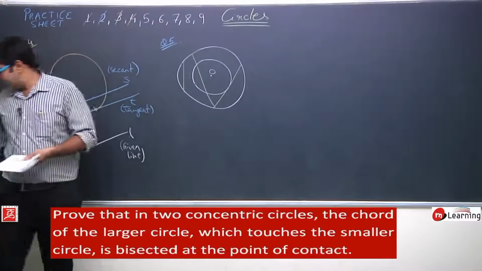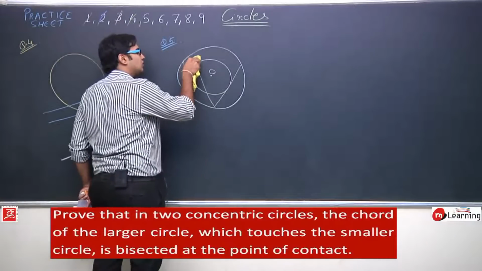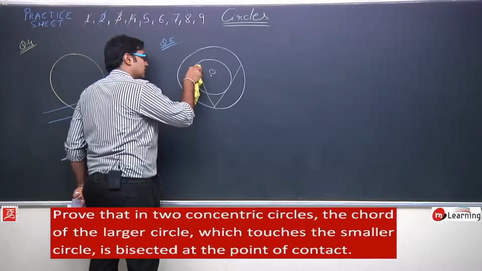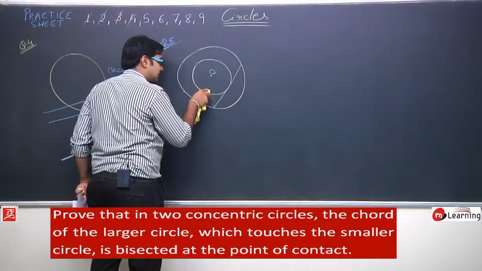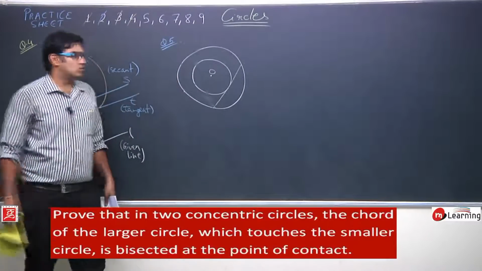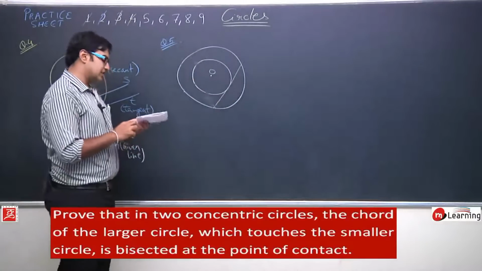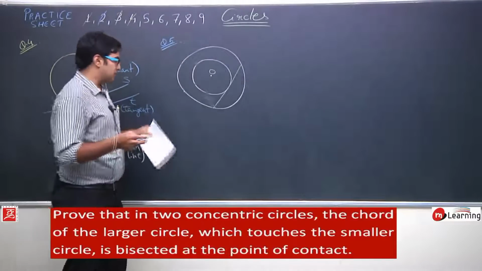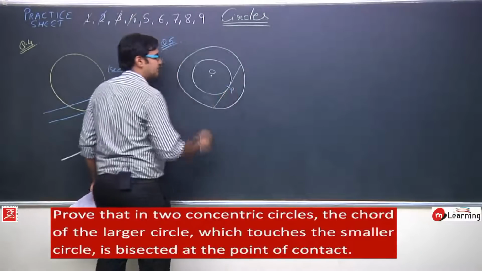So let us remove all the chords which are not of any use for us. Let us remove these two chords, the chord which is a secant and the chord which is neither secant nor tangent. So we need to consider only this chord. This is a chord which touches the circle. We need to prove that this chord is bisected at the point of contact. This is the point of contact, let us say P.